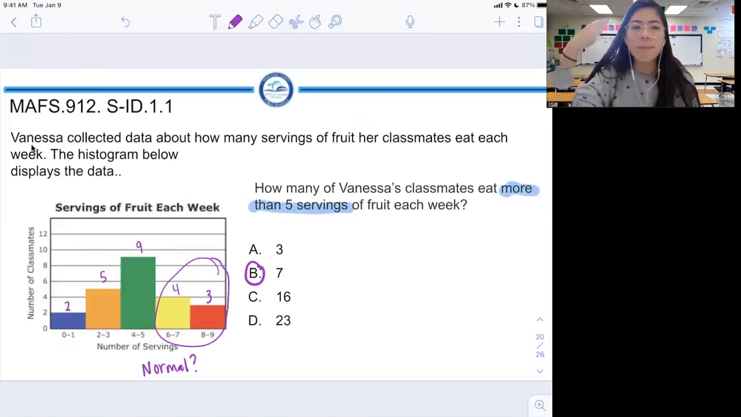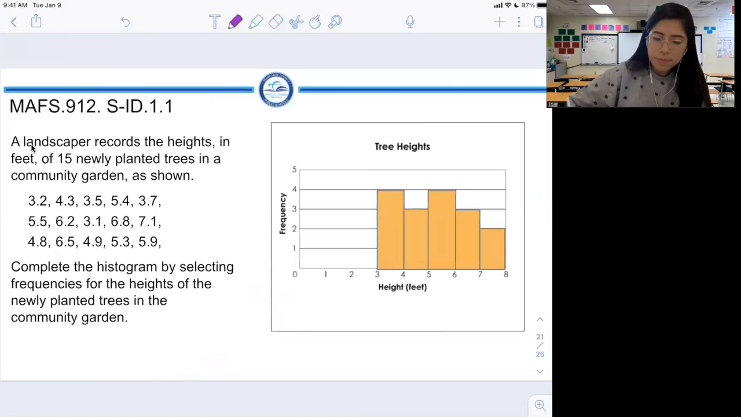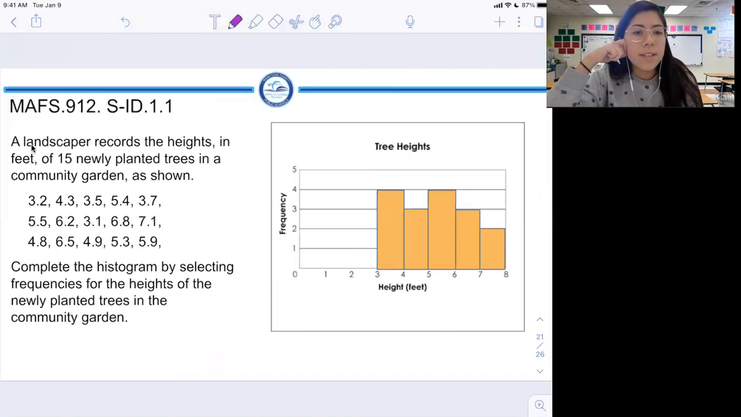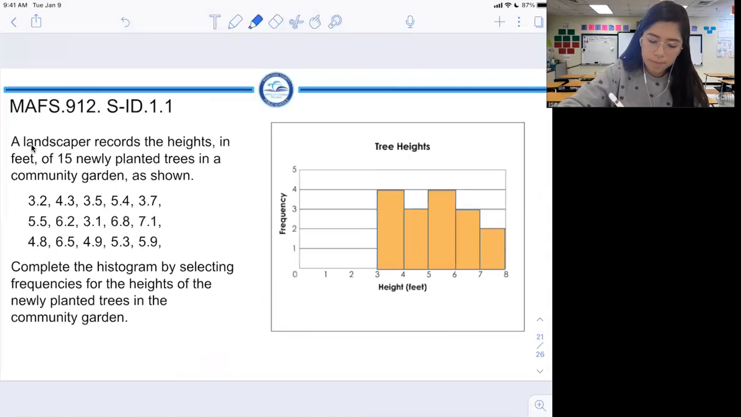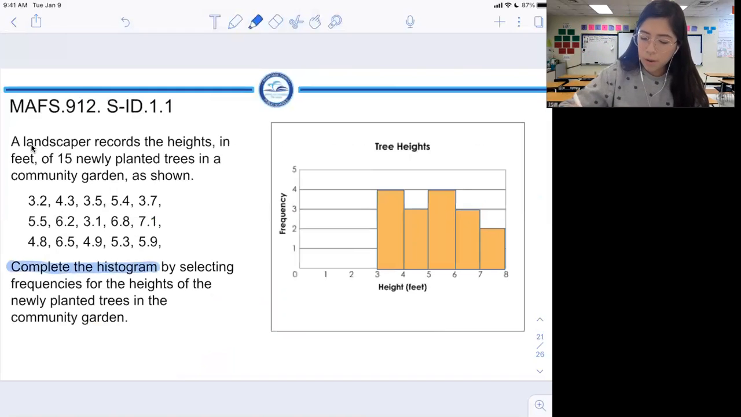Still easy. This is why I put so many of these on, because they're pretty easy. There's a lot of these. Okay. A landscaper records the heights of newly planted trees. Complete the histogram. This is all yours.